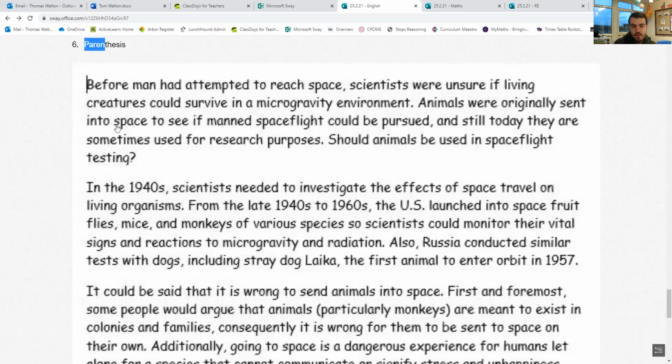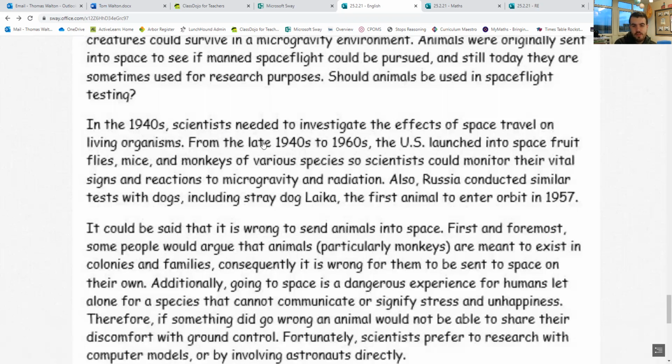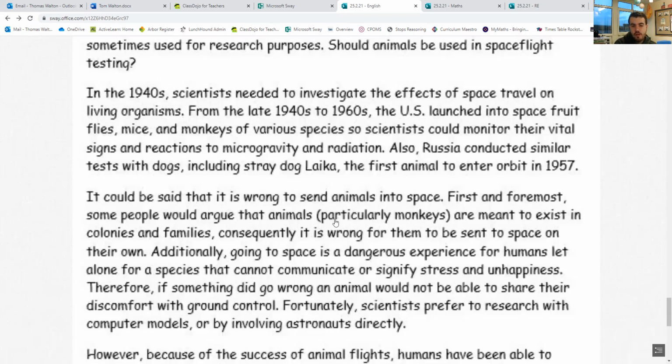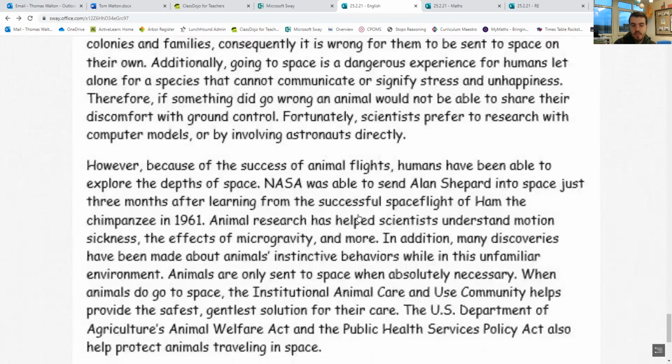If we look down here, you can find some parentheses where we have a bit of extra information added in the middle of a sentence, possibly like here inside these brackets. So first and foremost, some people would argue that animals, particularly monkeys, are meant to exist. That inside those brackets is parenthesis because we don't need it. It's extra information that helps us to understand it.